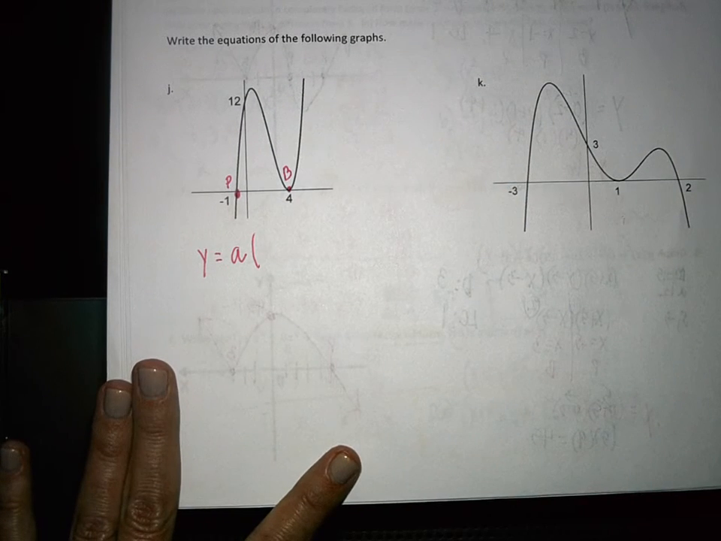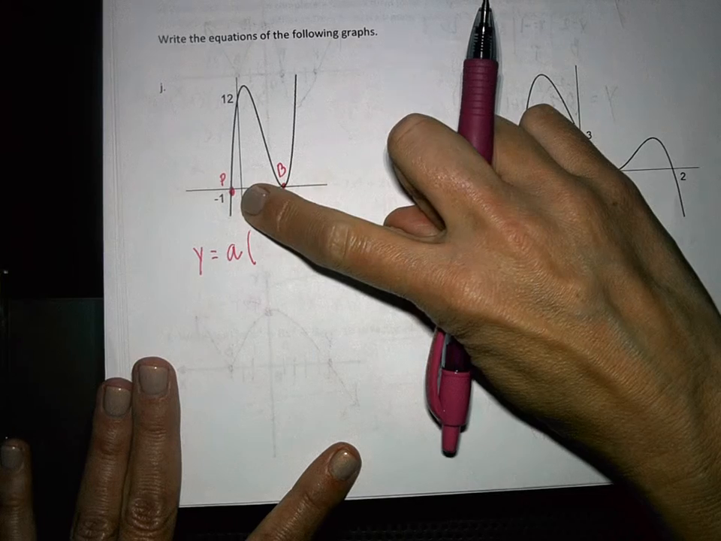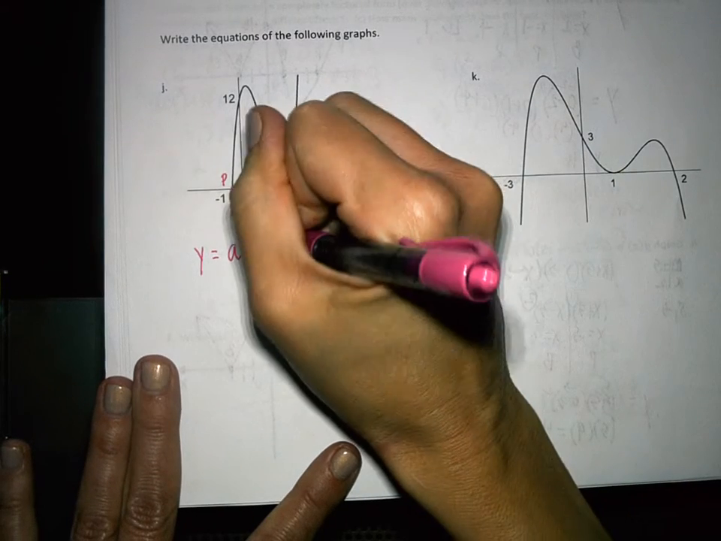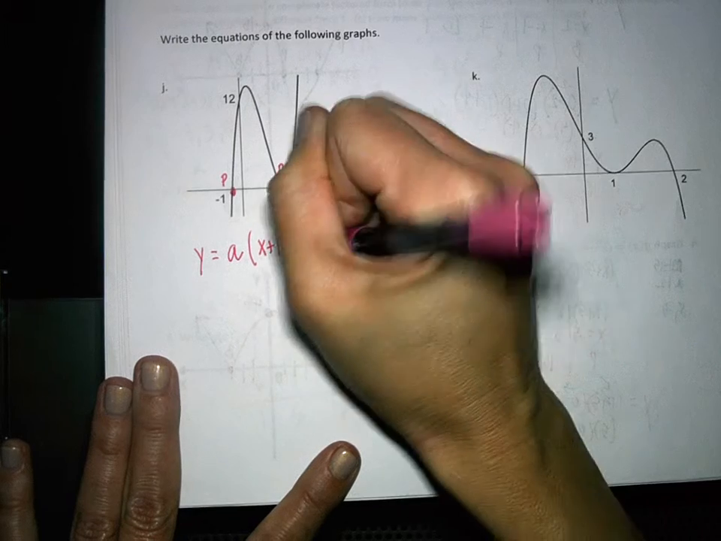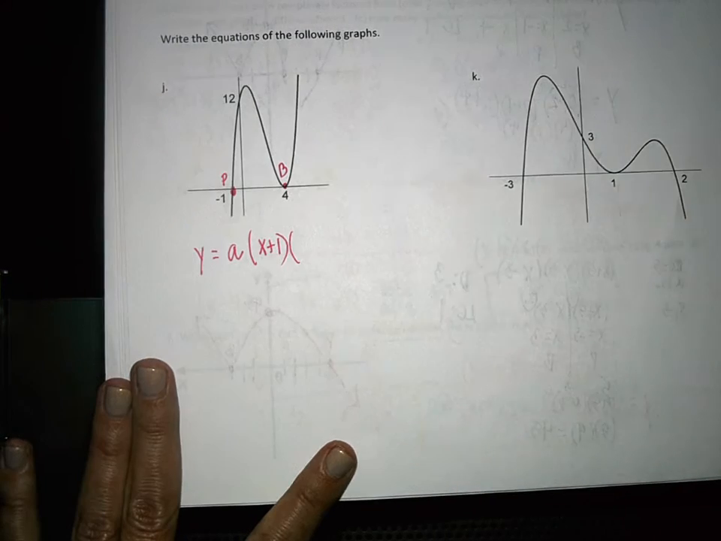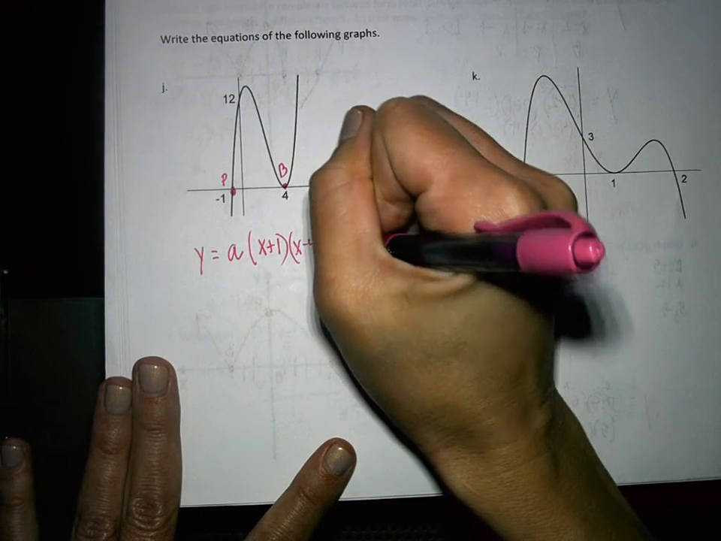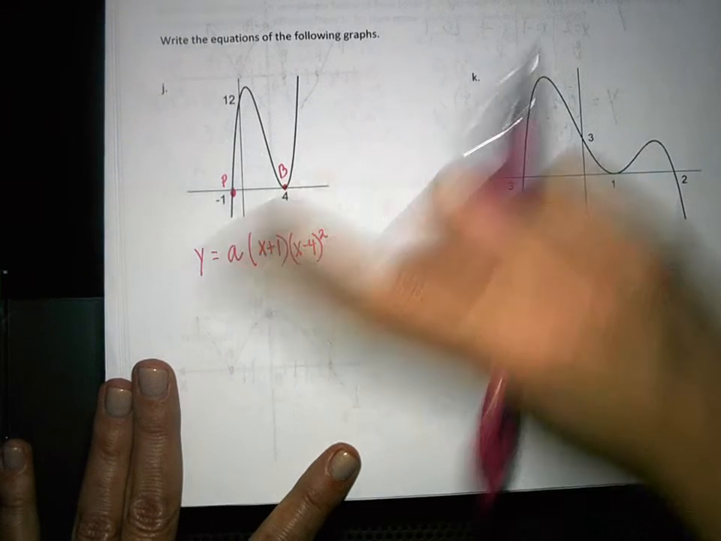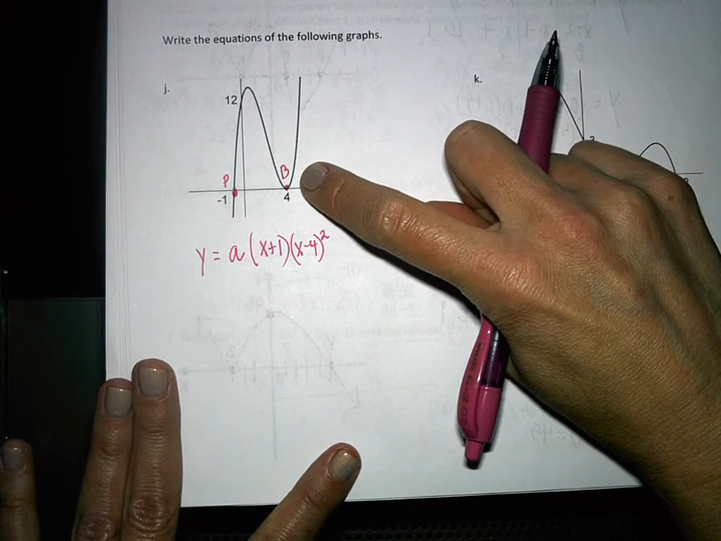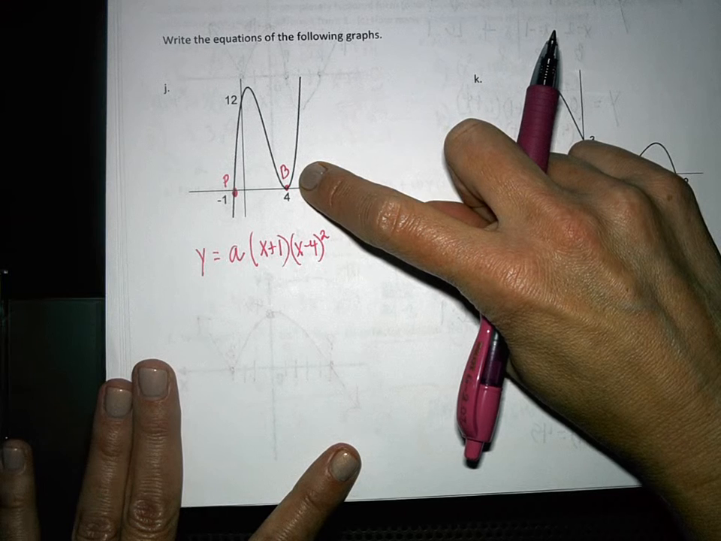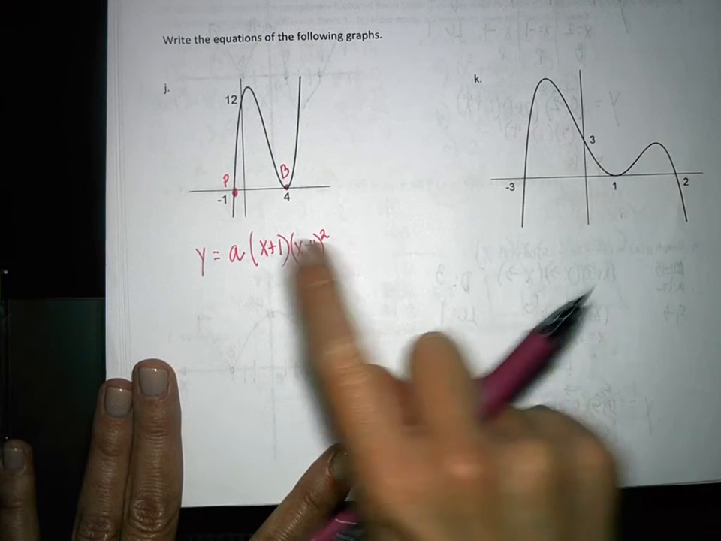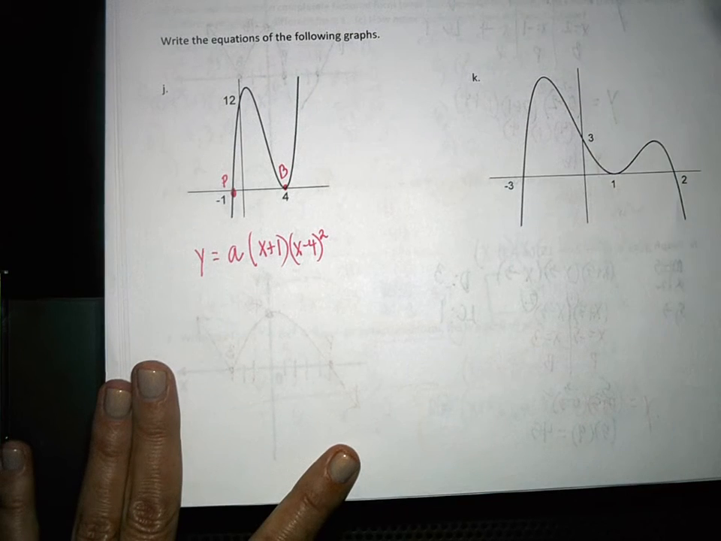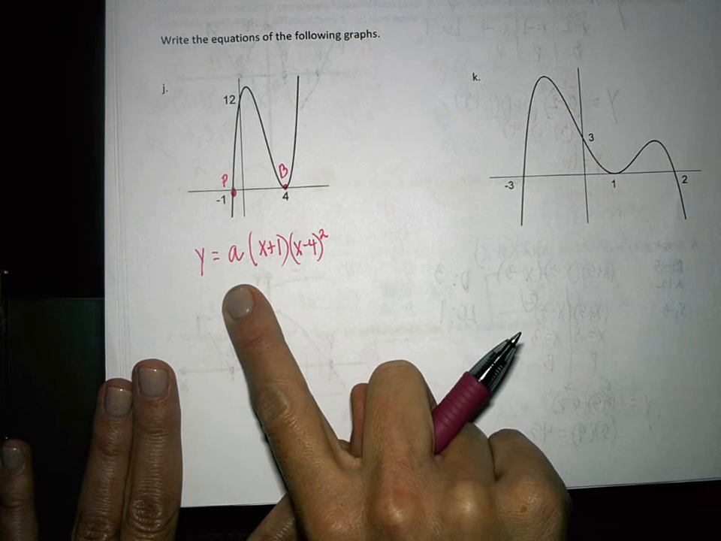And then what's going to be in my parentheses? X plus 1. Good, x plus 1. And then my next parenthesis will be what? X minus 4. X minus 4 what? Squared. How do you know it's squared? Because of the bounce, the multiplicity of 2. The right is positive. So we know it should be an odd degree because they're going in opposite directions. Our leading coefficient should be positive because the right side is going up.